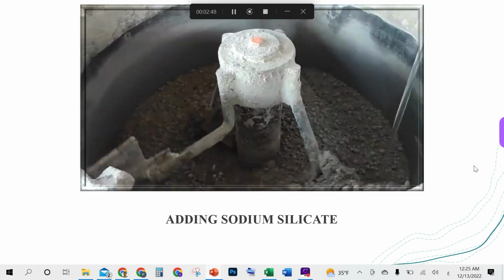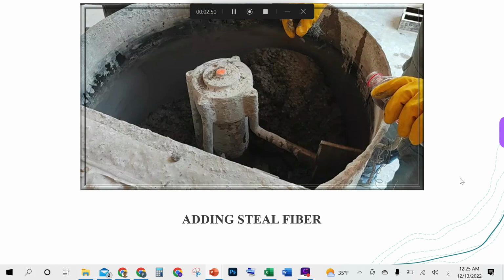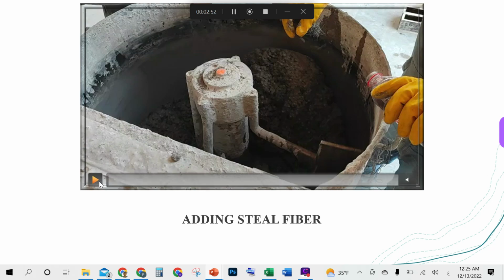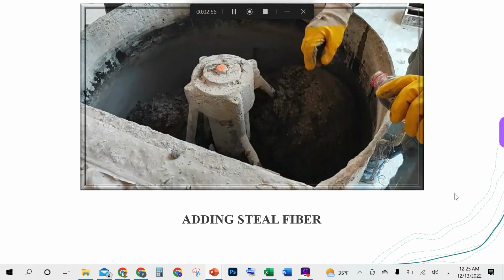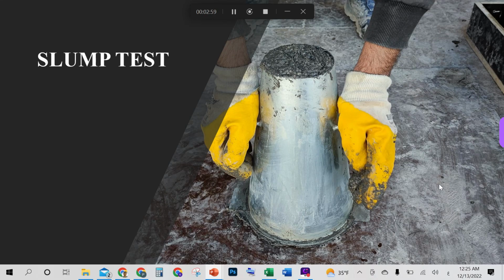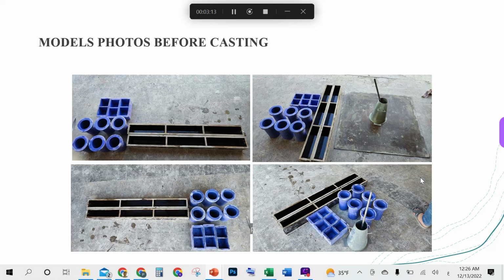You can see this video for adding the steel fiber, and this slide for the slump test. As you know, the slump test measures the consistency and workability of the mortar.